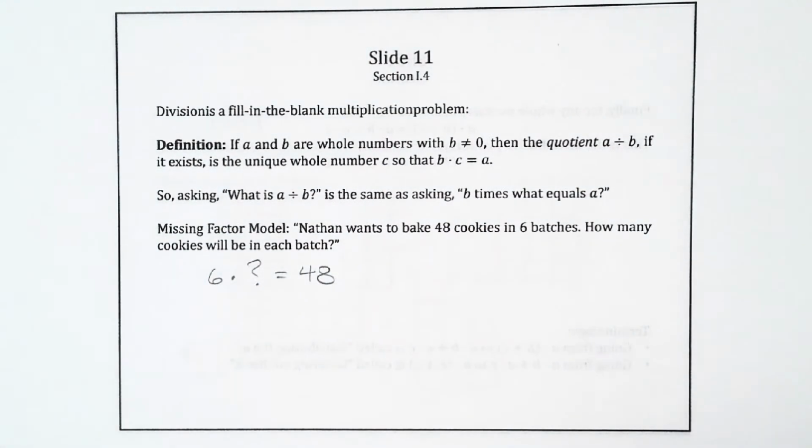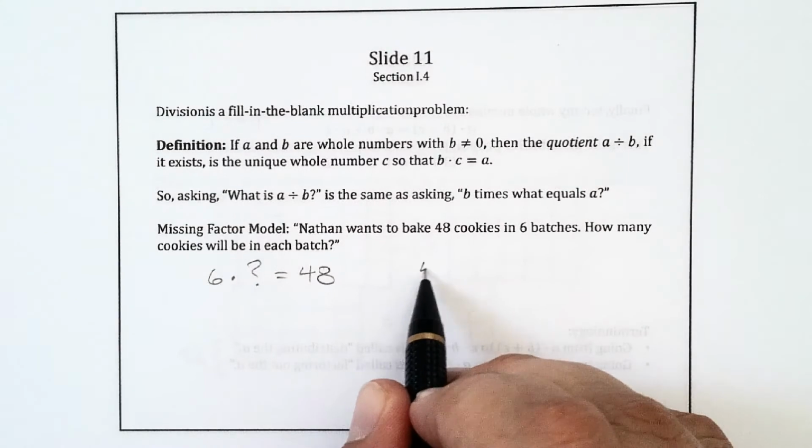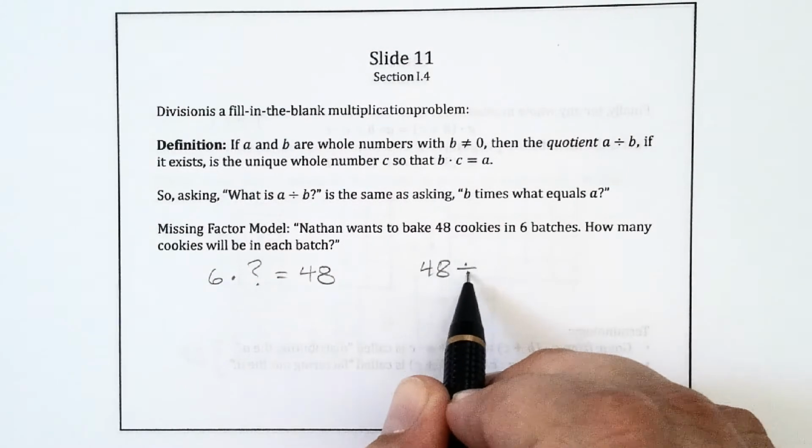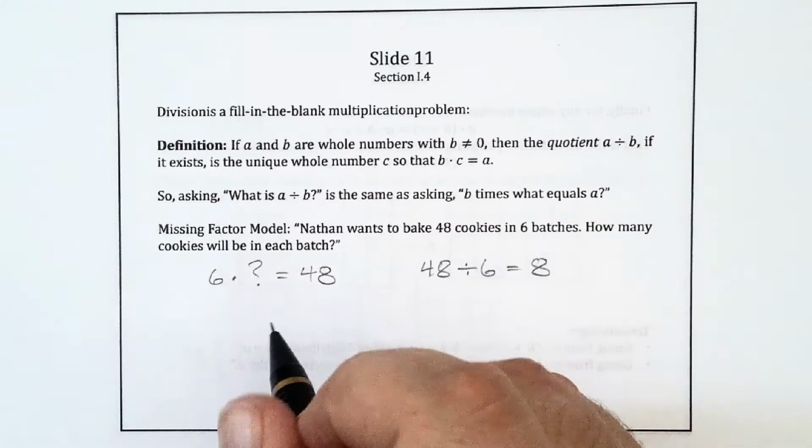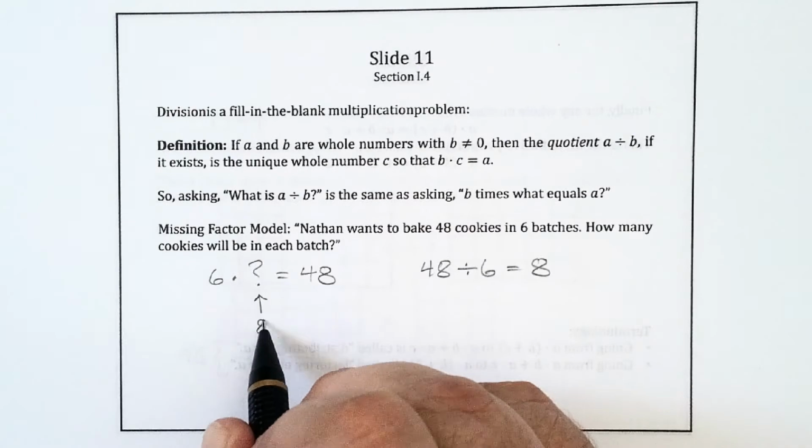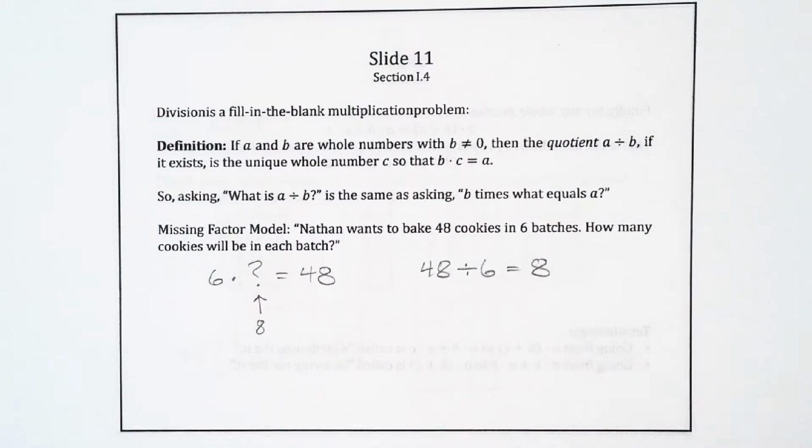One way to figure it out would be by skip counting. You could just skip count by 6s, maybe counting on your fingers, until you get up to 48. And you'll find that it's 8, of course. It's 8 6s. So 48 divided by 6 is 8, and that's because it's 8 that fills in the blank. So you see, when you do division, it's really kind of an algebraic process. You're trying to fill in the blank, just like you do in any algebra problem.